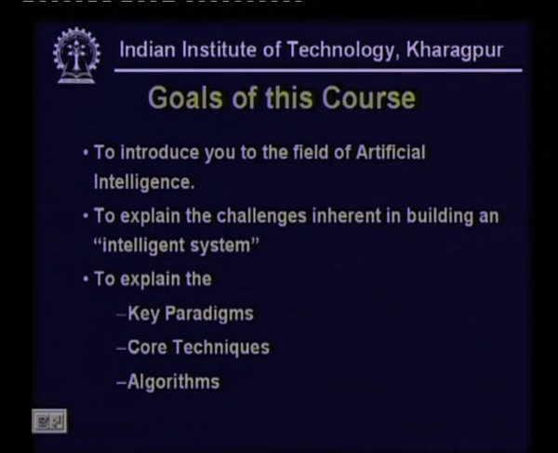The goal of this course is to introduce you to the field of artificial intelligence. We want to explain to you the challenges that are inherent in building a system that can be considered to be intelligent. In this course, we will be explaining the key paradigms of artificial intelligence, the core techniques and technologies that are used, and algorithms for some of these techniques.